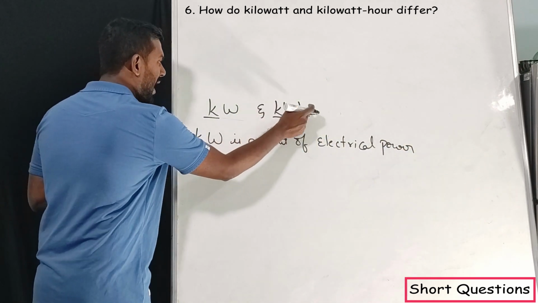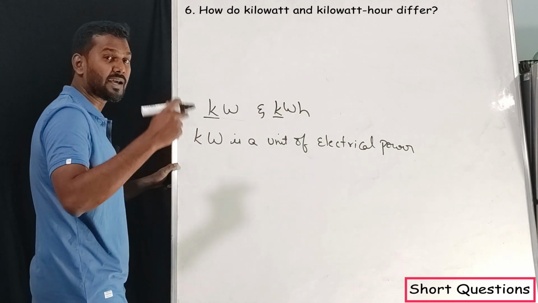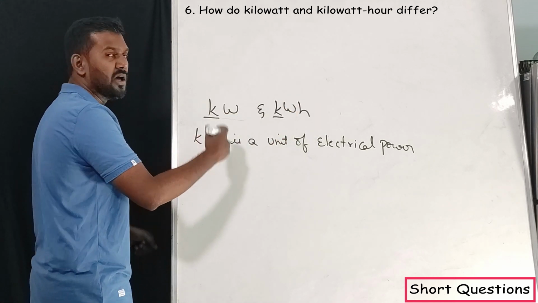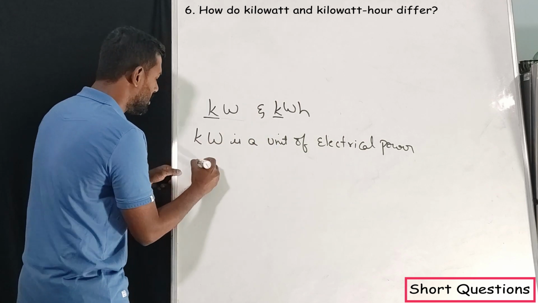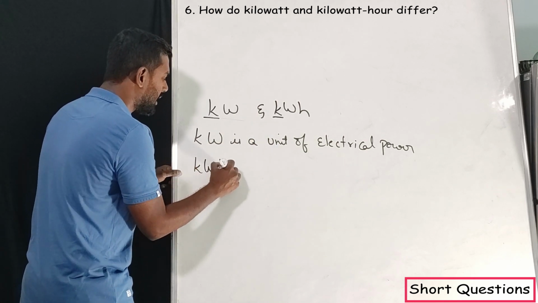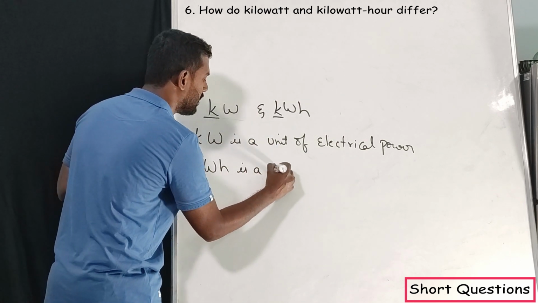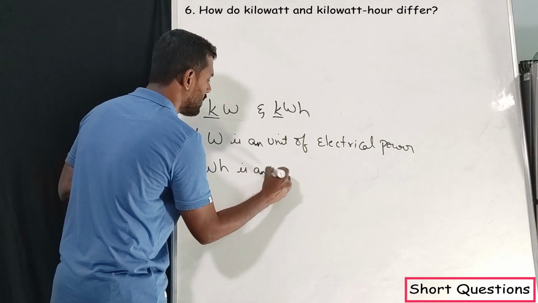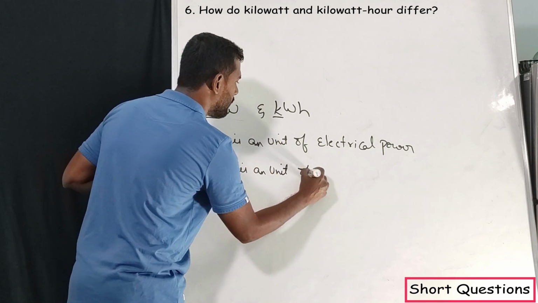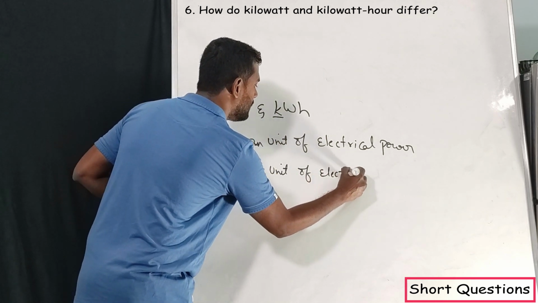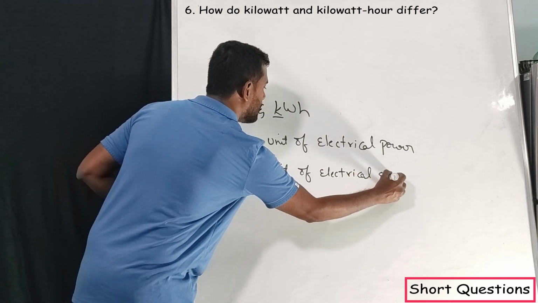Okay, then watt hour is a unit of electrical energy. Kilowatt hour is nothing but 1000 watt hours of electrical energy. That's it. So kilowatt hour is a unit of electrical energy.